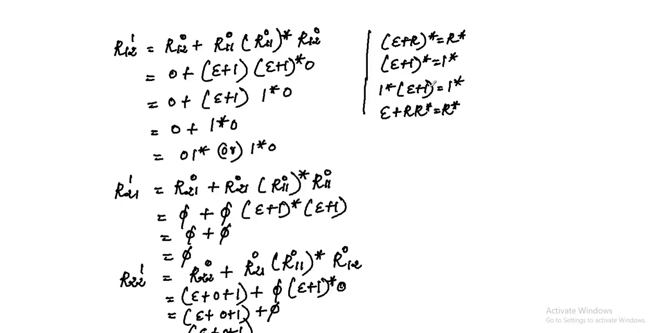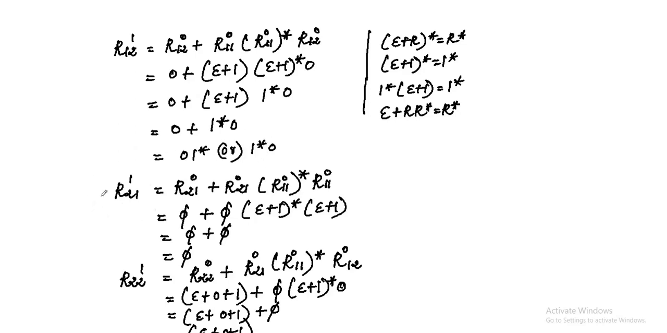1 star epsilon plus 1, you can write 1 star. So here 0 plus 1 star 0. Finally your regular expression is 0 plus 1 star 0 or 0 plus 0 1 star. We can easily write 0 1 star as per the identity rules, or 1 star 0.